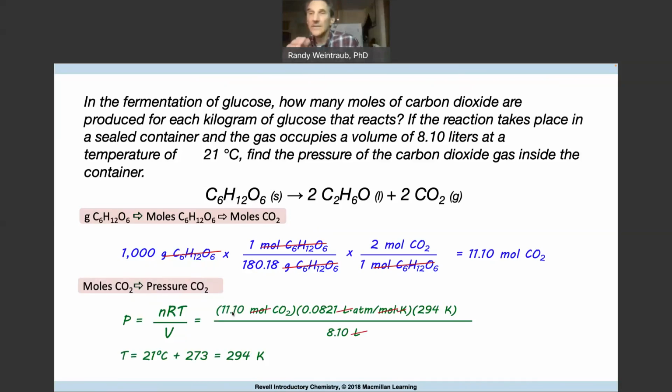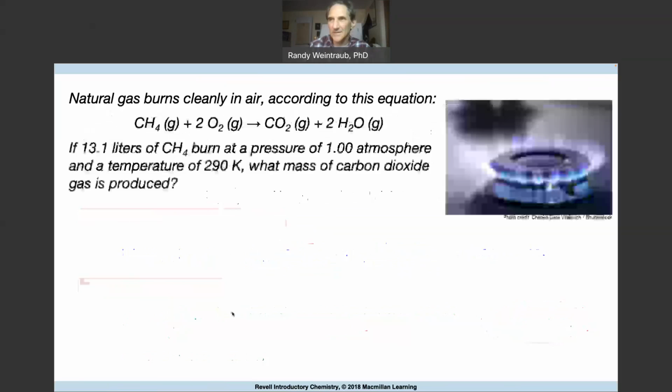And now we use the ideal gas law and convert and find the volume that CO2 will occupy, 33.1. That gives the pressure that CO2 will exert on the container. Now let's do one more example.